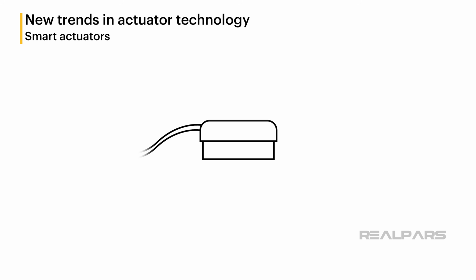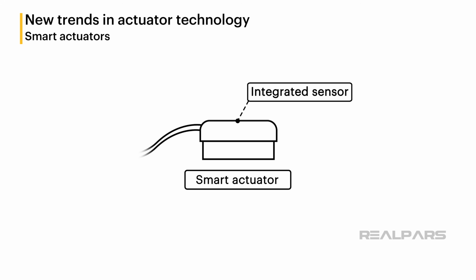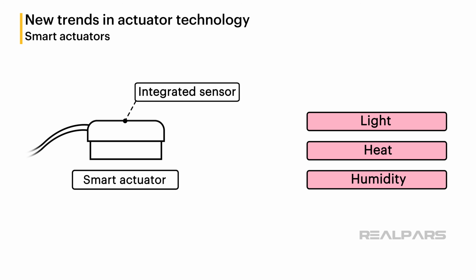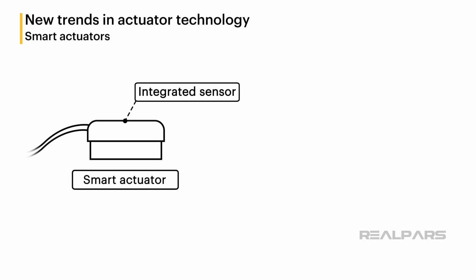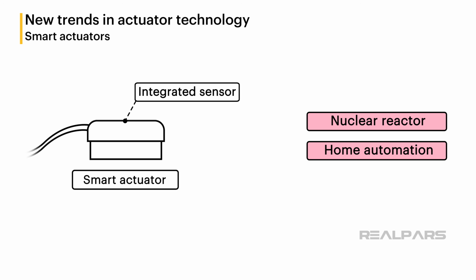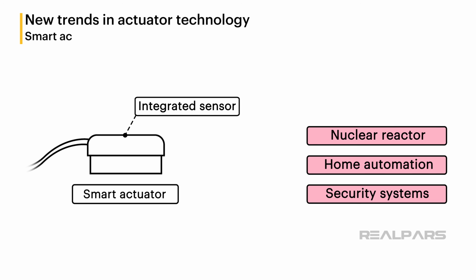We can't end this video without discussing some of the new trends in actuator technology. There's a new device emerging called a smart actuator. This smart actuator contains an integrated sensor. This device is capable of providing actuation or movement in response to sensed physical properties, such as light, heat, and humidity. You'll see smart actuators used in applications as complex as nuclear reactor process control systems and as simple as home automation and security systems.